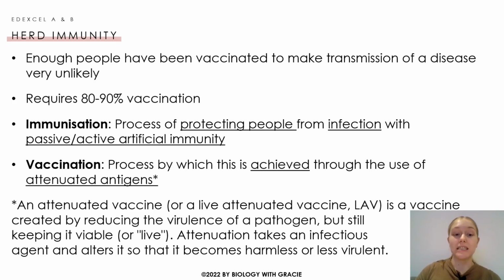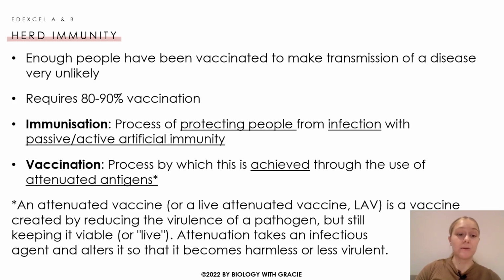So an attenuated vaccine, or a live attenuated vaccine as it is sometimes referred to, is a vaccine created by reducing the virulence of a pathogen, so reducing its harmfulness, but still keeping it viable or live. So attenuation essentially takes an infectious agent and alters it so that it becomes harmless or less virulent to you, so hence you don't catch the disease when you're vaccinated, or you don't become ill from it.